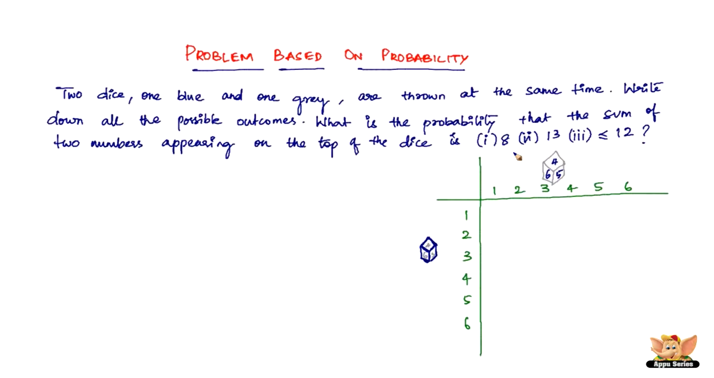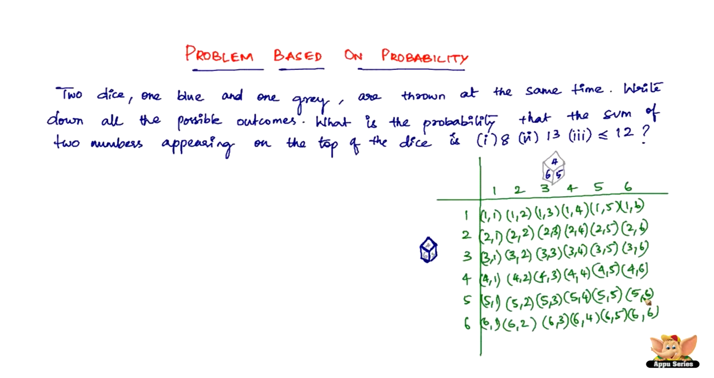The total number of outcomes is going to be like this. 1, 1, right? Now from the blue, it's going to be 1 always. With the gray, it can be 3 and so on. 1, 4, 1, 5 and 1, 6, right? So just keep going on writing it and you get all the possible outcomes. So now here we've got all the outcomes. The total number of outcomes is going to be 6 times 6. So that's going to be 36 outcomes.